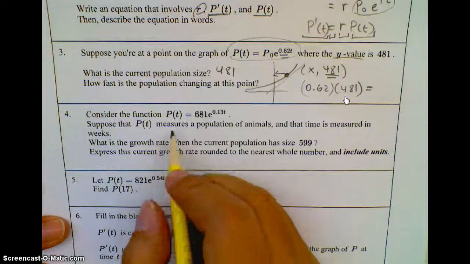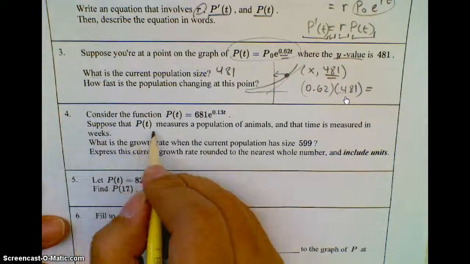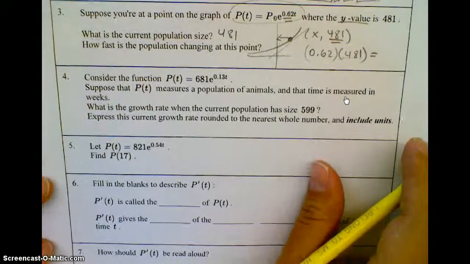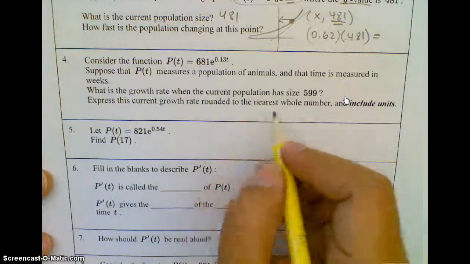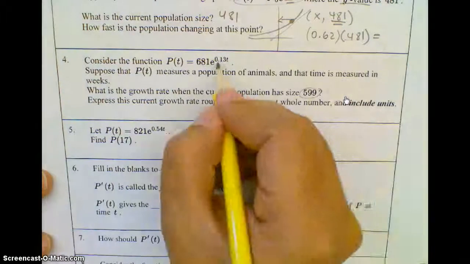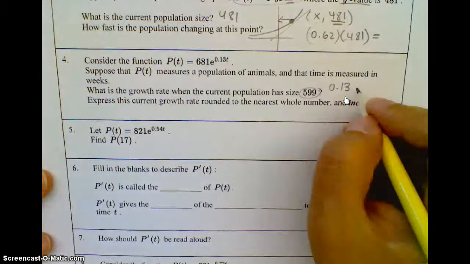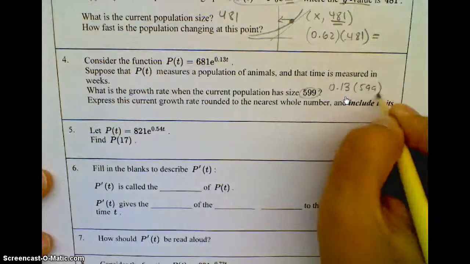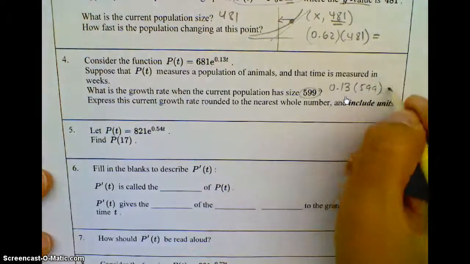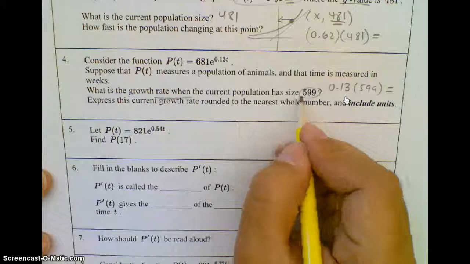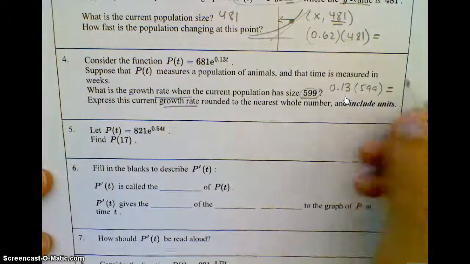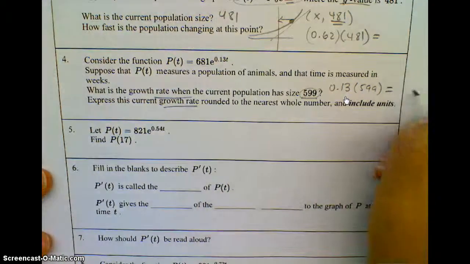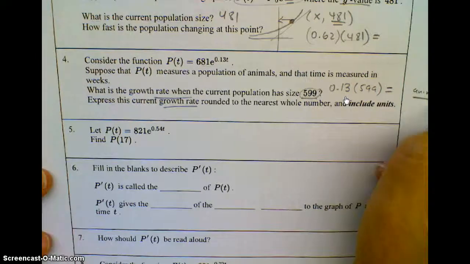It says, consider the function p of t equals this. Suppose that p of t measures a population of animals, and that time is measured in weeks. What's the growth rate when the current population has size 599? So all I have to do is multiply my relative growth rate by 599, and that will be the growth rate for this population. Express this current growth rate rounded to the nearest whole number and include units. Remember, growth rate is going to have units. This is population of animals, so it would be animals over weeks.